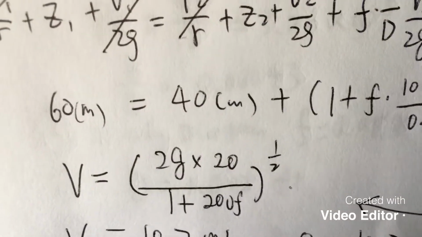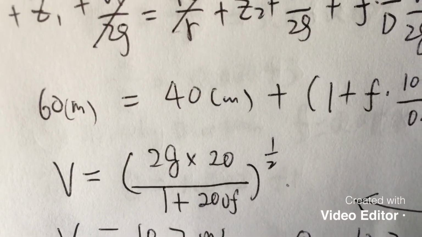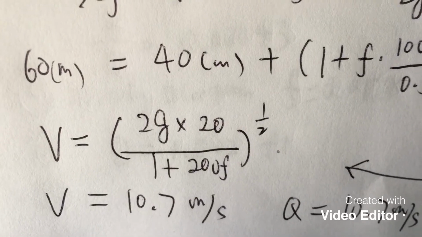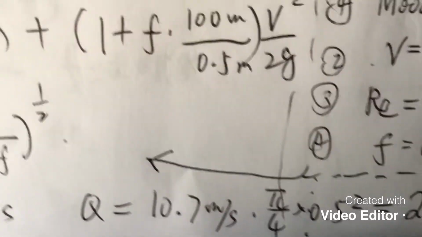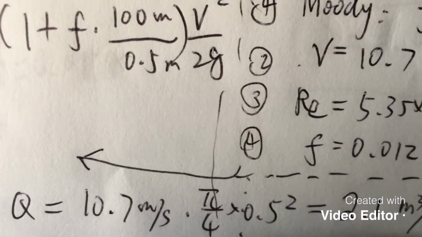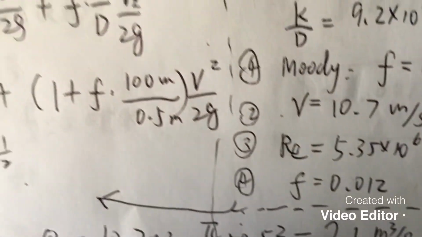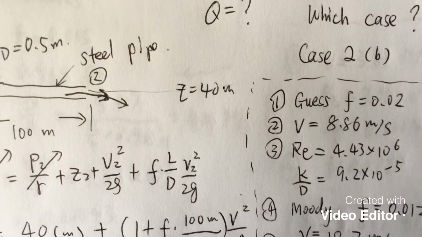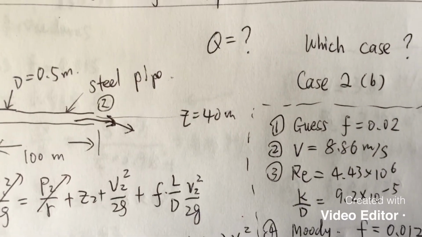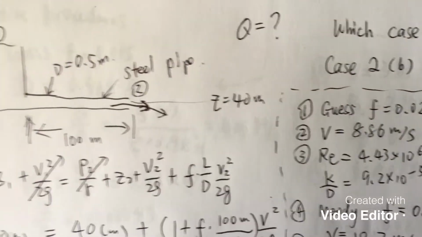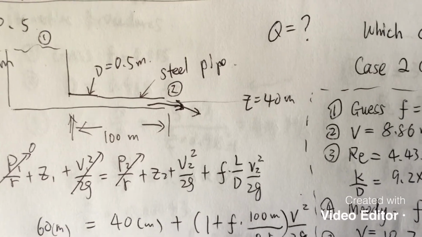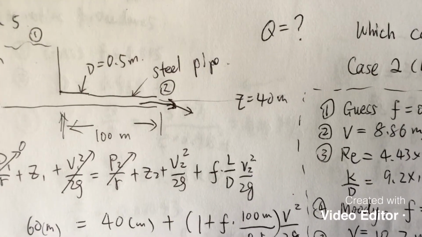So now we substitute into the equation, the velocity is 10.7 meter per second, then your flow rate, which is velocity times the cross-sectional area, is 2.1 cubic meter per second. Okay, so this is the problem for case 2B. The iterative method to determine the flow rate. Very important.